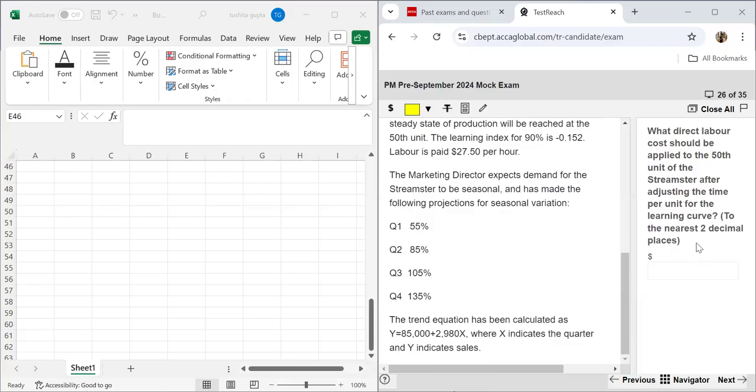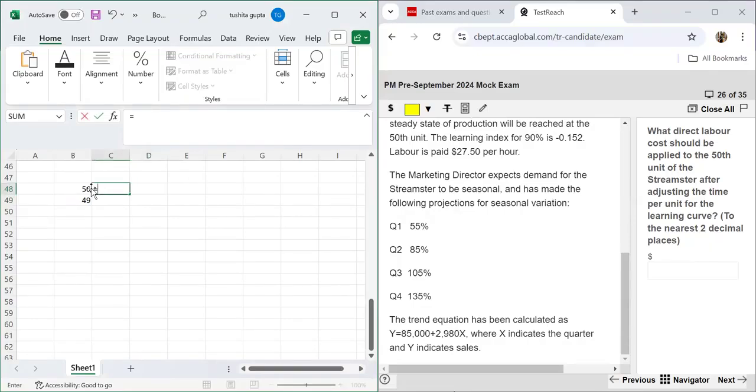Now we have to tell what direct labor cost should be applied to the 50th unit of the Streamstar after adjusting the time per unit for the learning curve, and we have to give our answer to two decimal places. So we are going to use the formula over here, the arithmetic, the algebraic approach. So 50 units and 49 units, then we're going to find out the time difference. So let's see what our cumulative time is going to look like.